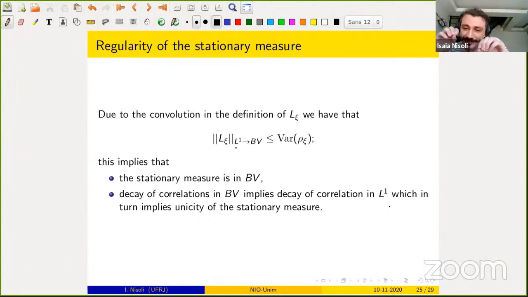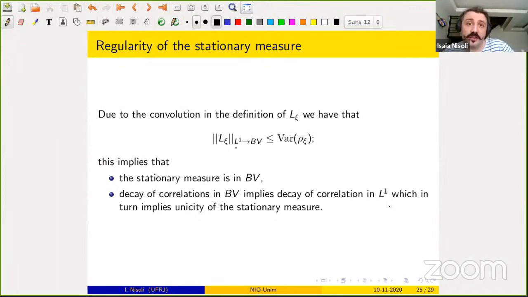Also, since all the measures are sent into bounded variation in one step, we know that if we have decay of correlation in BV, then we have unicity of the stationary measure in the space of measures, and this stationary measure is going to be in BV. So when we are dealing with a regular enough noise, knowing that we have decay of correlation has striking consequences. It's telling us that we have a unique stationary measure, unique in the space of probability measures, and that it is in BV.